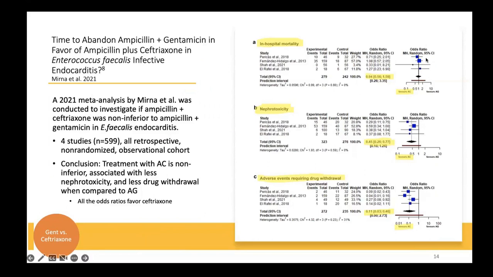And you can see that looking at these odds ratios, they all point towards favoring ceftriaxone as the option for synergy. And looking at in-hospital mortality, nephrotoxicity, and adverse effects, the in-hospital mortality was not statistically significant amongst the 2 groups, and then nephrotoxicity and adverse effects requiring withdrawal were statistically significant, favoring ceftriaxone. So in conclusion, this study stated that treatment with AmpCeftriaxone is non-inferior, associated with less nephrotoxicity and less drug withdrawal when compared to AMP and gentamicin.